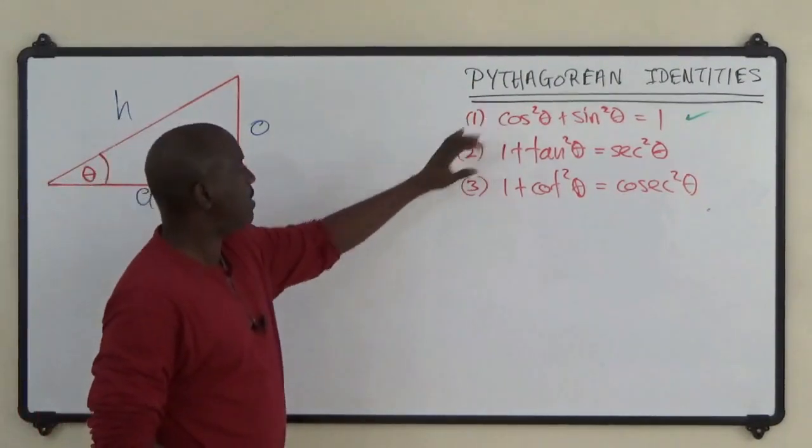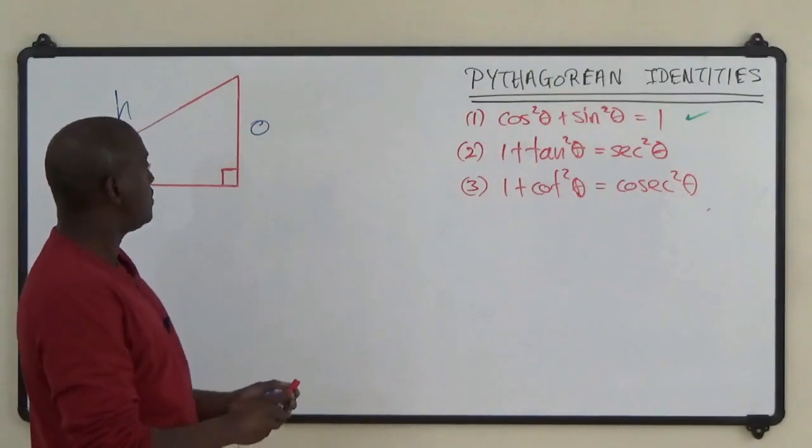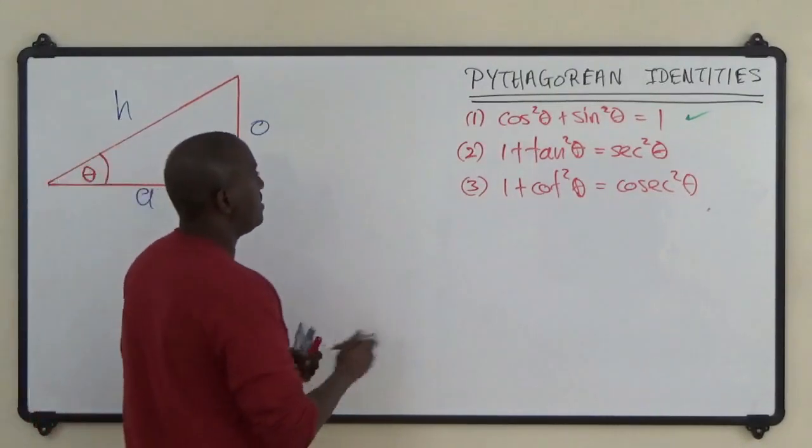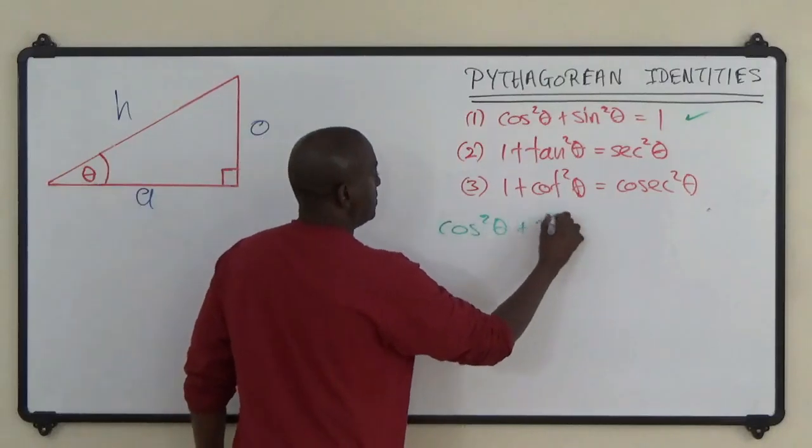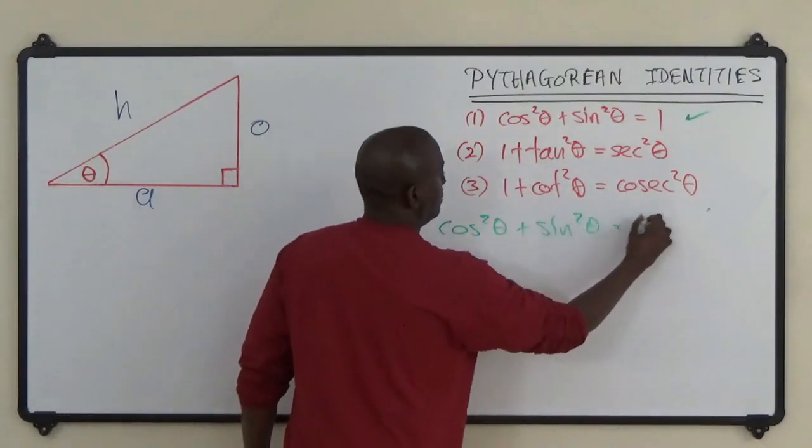Let us take our good friend here. So we can do this. We can say, okay, we're starting off with cos squared theta plus sine squared theta is equal to 1.